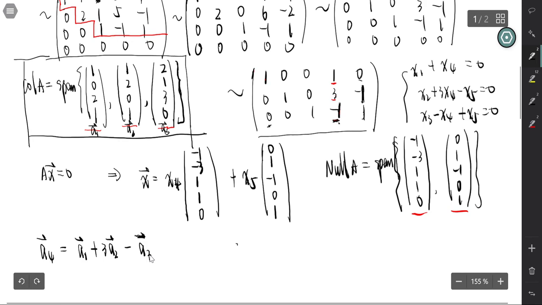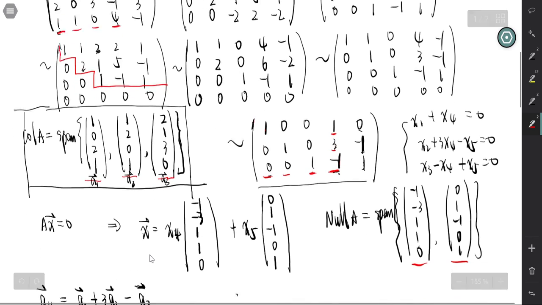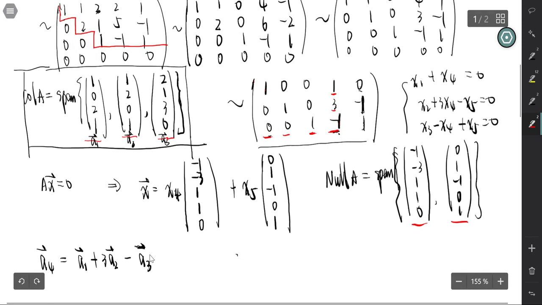Because row reduction does not change the relations between vectors, the relation of these four vectors is the same as A1, A2, A3, A4. So A4 is A1 plus 3A2 minus A3. Just use these three numbers. These three numbers are the coefficients of the basis, or the coordinates in the basis.